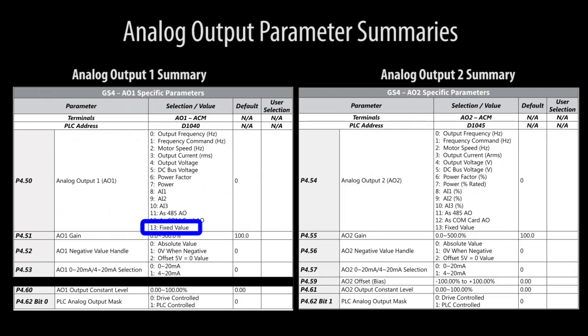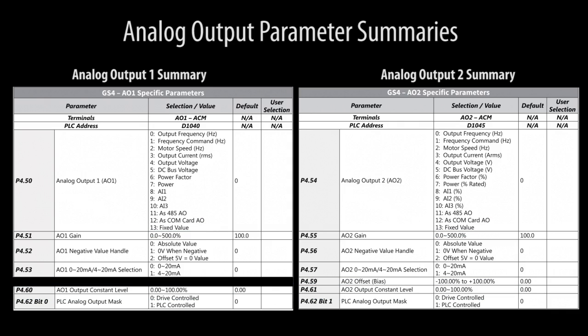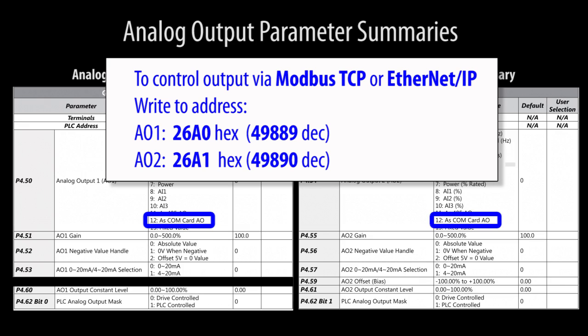We just did an example of using the fixed value as a source. We just put a 13 in parameter 450 or 454 for output 2, and then the value we want to output in parameter 460 or 461. If you make the source one of the optional COM cards, then you can set the output value simply by writing to this memory address via Modbus TCP or Ethernet IP.